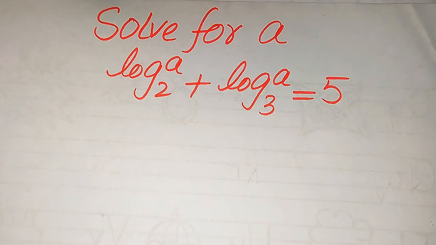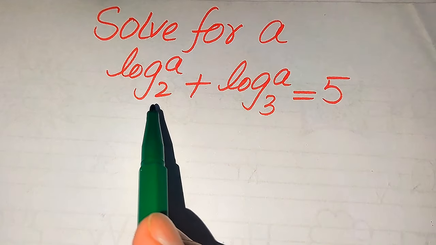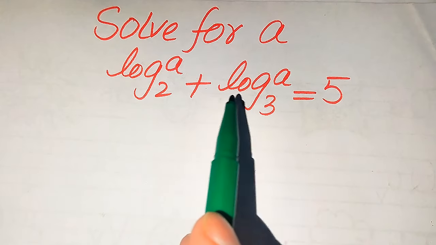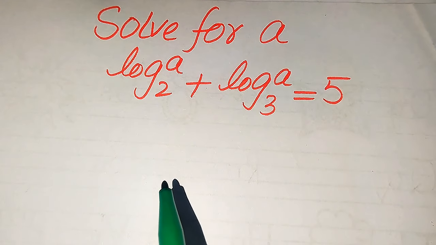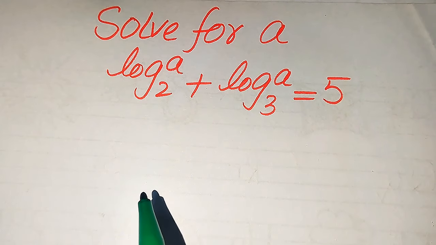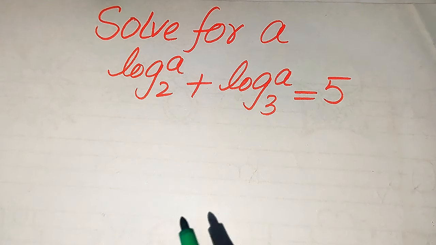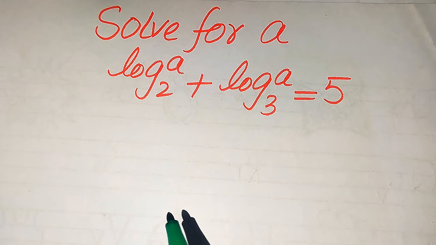Hello everyone, how to solve this problem for the values of a if we have log of a with base 2 plus log of a with base 3 is equal to 5. We solve this problem for all the values of a, and at the end we will verify whether this value of a is a solution or an extraneous root. I hope you like this method, and now we move toward the solution of this problem.